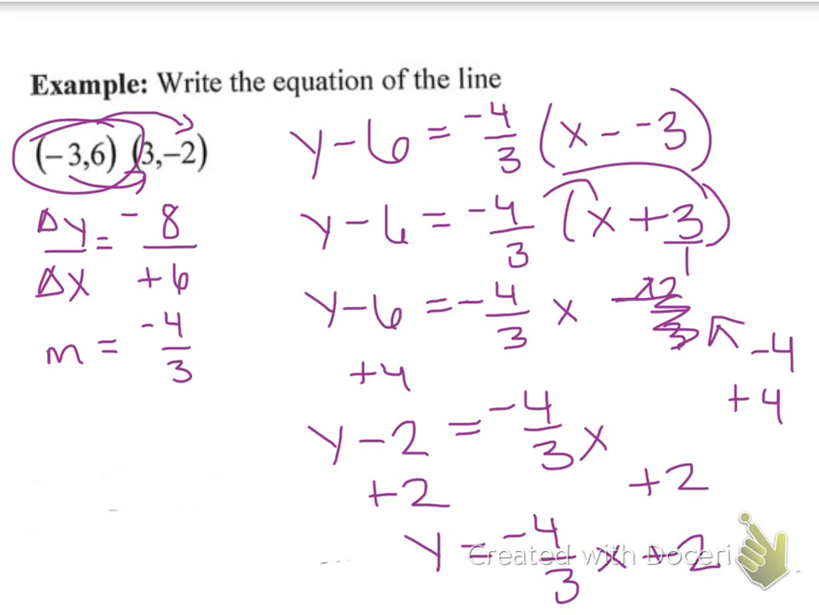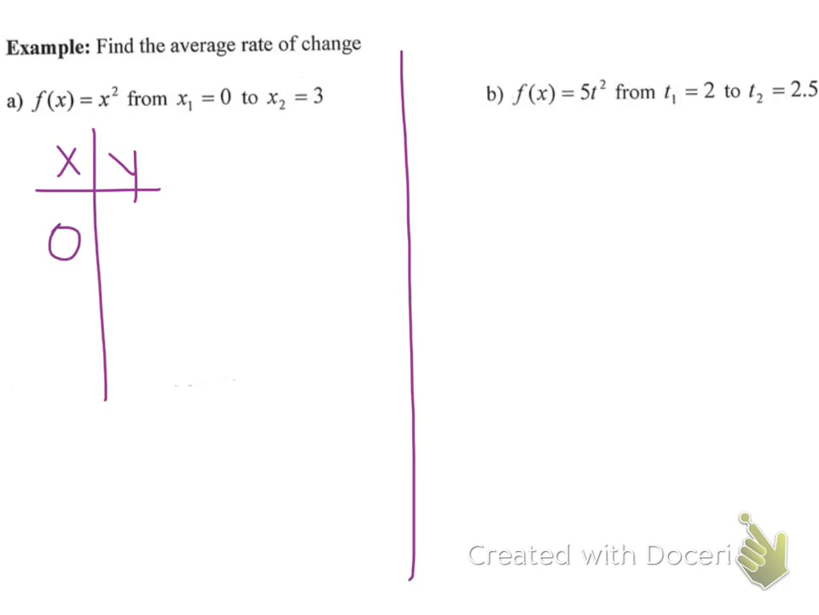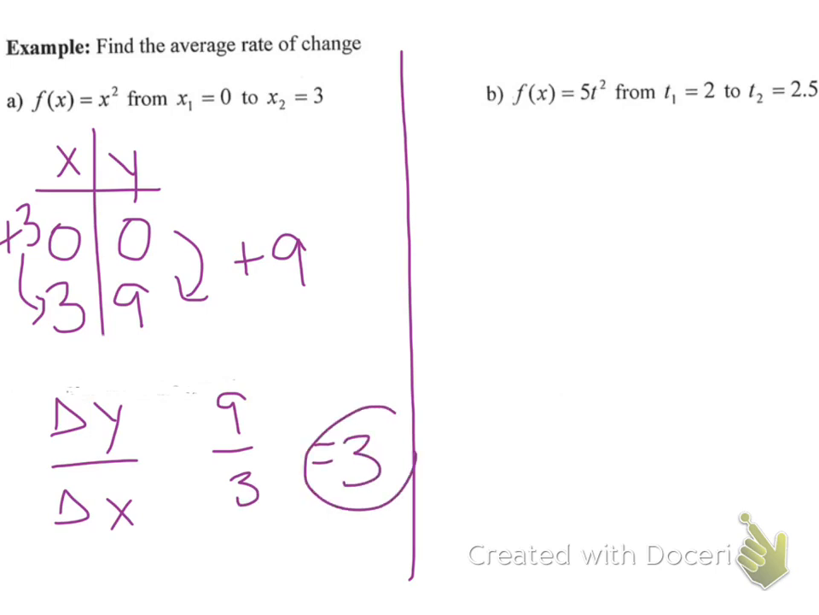So now let's do some practice on average rate of change when it's not linear. So here we have these two equations. So we're going to make a t-chart. The two x values they give you are 0 and 3. So all I need to do is plug in the y values. So when I plug in 0 to x squared, I still get 0. When I plug in 3 to x squared, I get 9. So my change in y's are going up by 9. My change in x's are going up by 3. So my change in y over change in x will be 9 over 3, which is equal to 3.